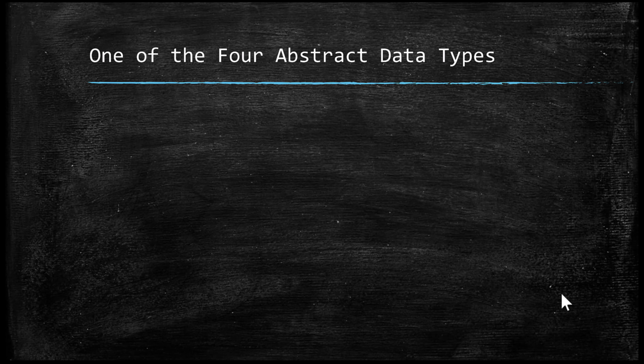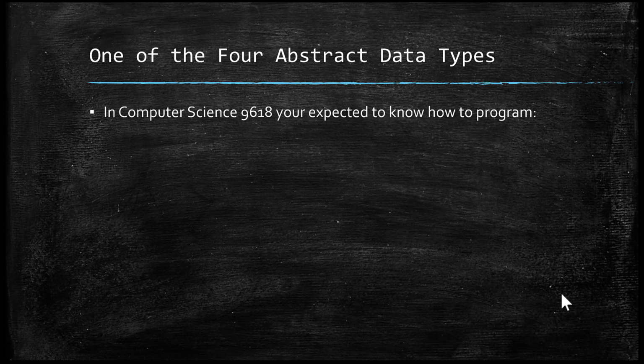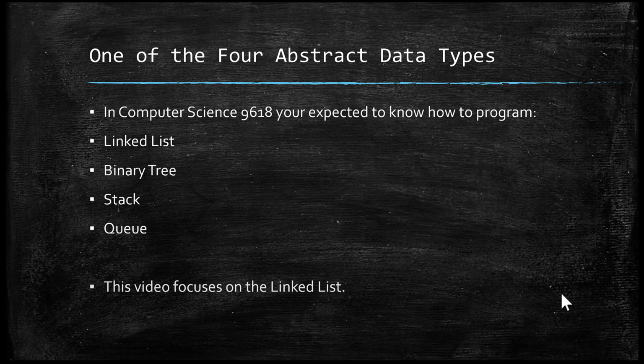So a linked list is one of the 4 abstract data types, and in Computer Science 9618 you're expected to know how to program on paper 4 a linked list, of course, a binary tree, a stack, and a queue. So the video series is going to include all of these, going over every single way that I know of that they could assess you. That way you can be ready and feel comfortable about those abstract data types on your paper 4 exam. This video, of course, focuses on a linked list using a 1D array.